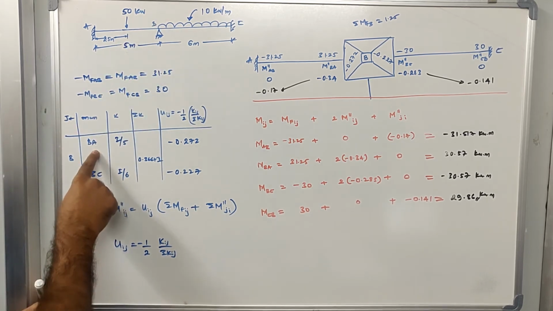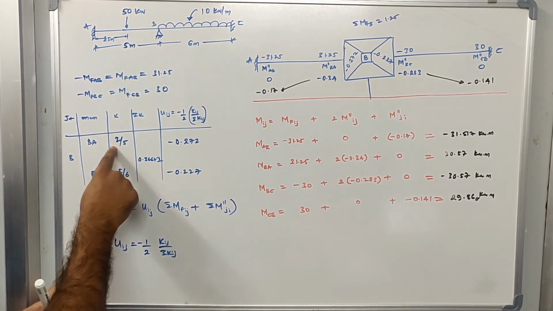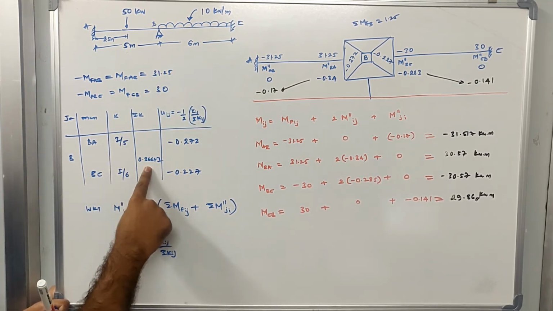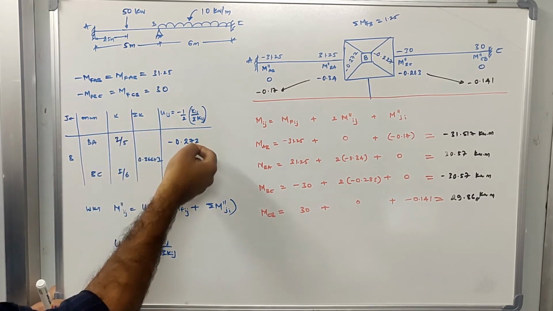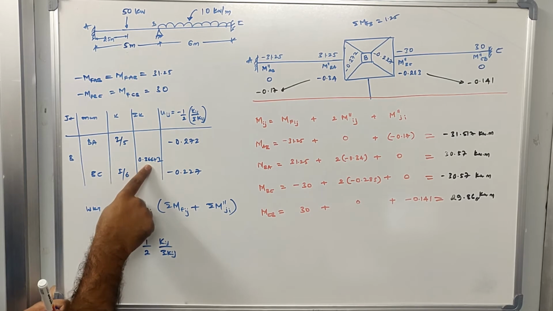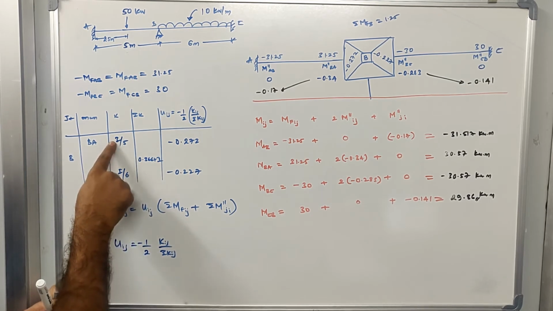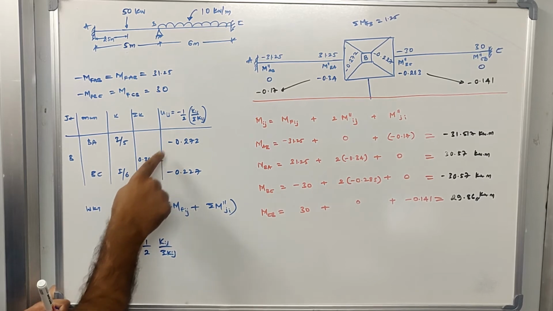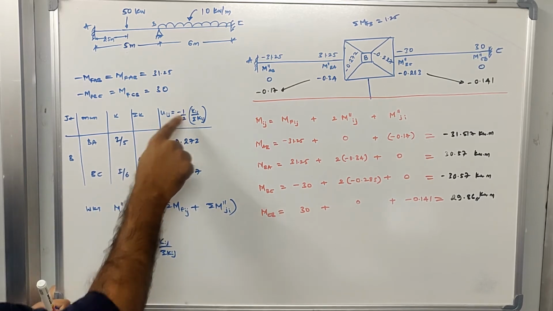Joint B is connected by members BA and BC. The K values are I by 5 and I by 6. Now we'll take the sum of these two and write it down here. What is the next step? The next step is to take the ratio of k by summation of k, which means I by 5 divided by 0.3667 I, and it should be multiplied by minus 1 by 2.